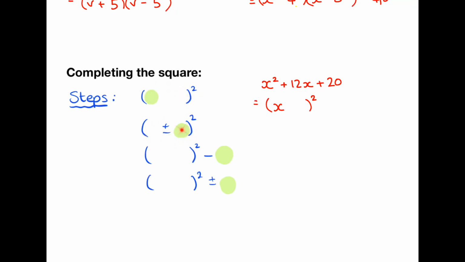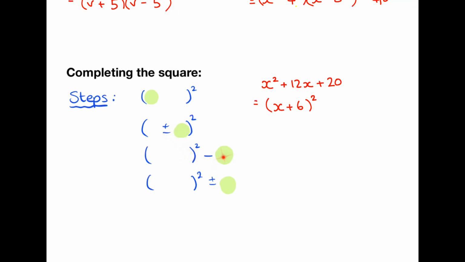So this bit we need to find out whether it's plus or minus and what goes there. So what we look at is our middle term. Okay, remember when we square this out, we do that times that and double it to get this. So that must be plus 6. Okay, so we've done the second bit now.